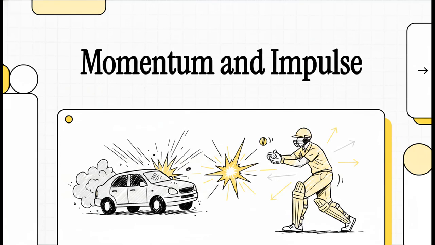It's kind of wild to think about, but the exact same physics that governs a devastating car crash is also responsible for a brilliant game-saving catch in a cricket match. Welcome to This Explainer. Today, we're diving into the invisible math that dictates, well, pretty much every collision, catch, and explosion in our universe. We're talking about momentum, impulse, and the math of motion.